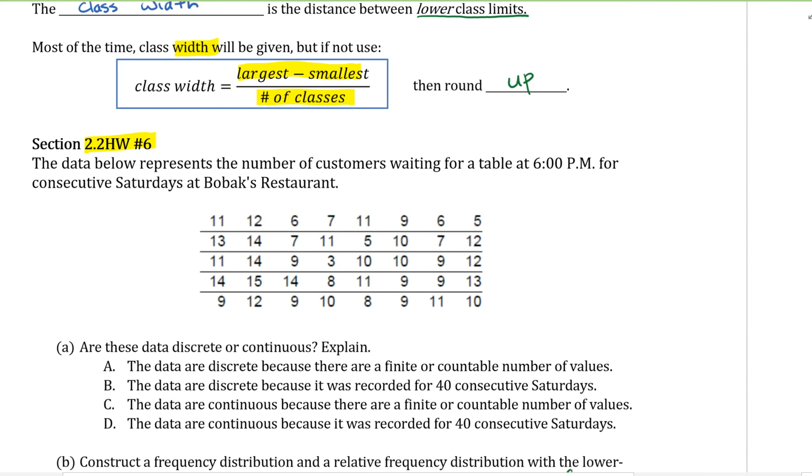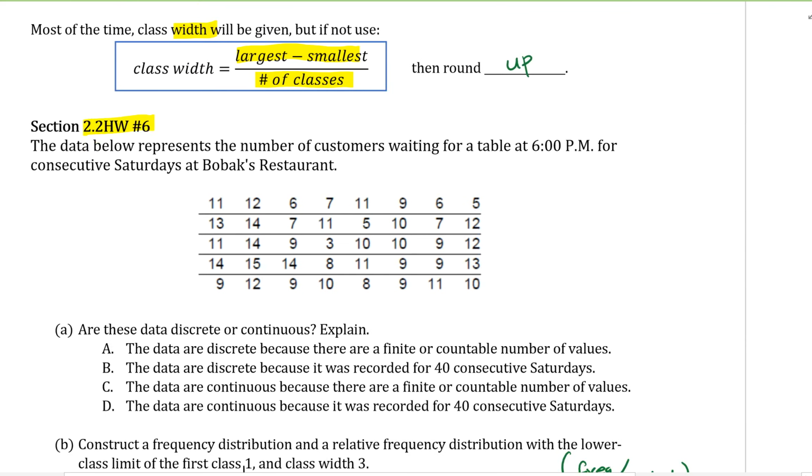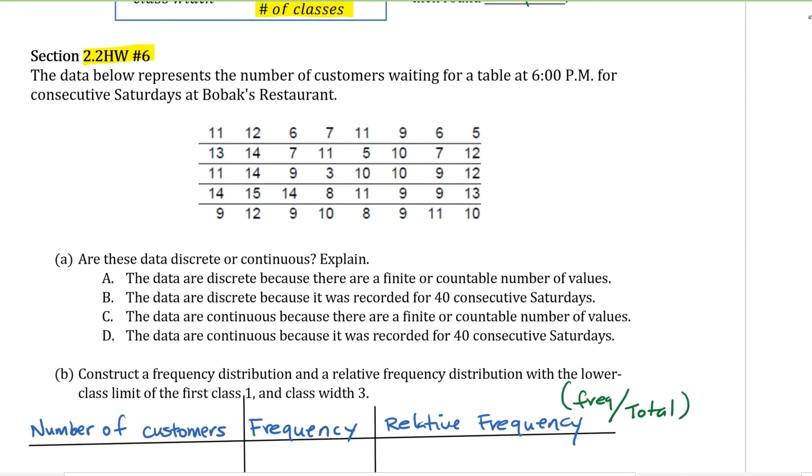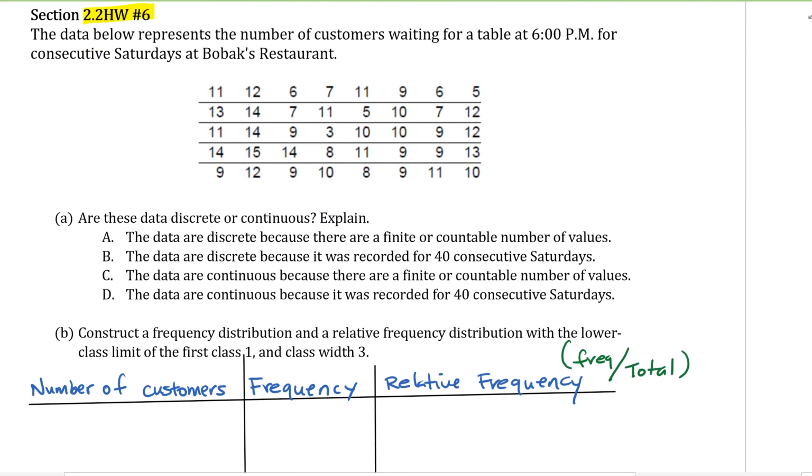So we're going to use section 2.2, this is question number 6 of your homework. Now, the data below represent the number of customers waiting for a table at 6 p.m. for consecutive Saturdays at a restaurant. And this is the data below here. Now, A, are this data discrete or continuous?